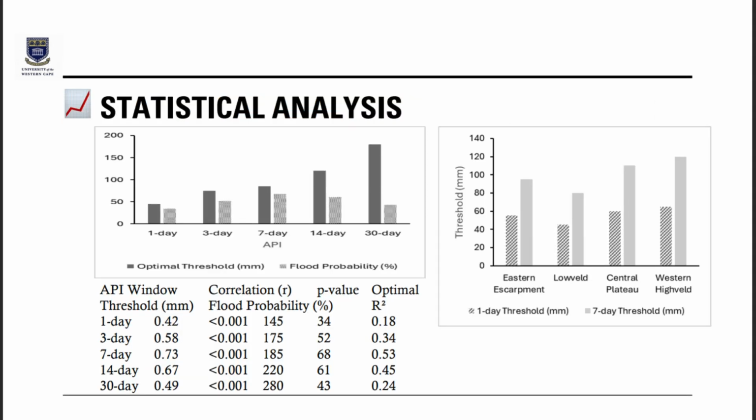And then the same thing was done for the rainfall and flood relationship. The statistical analysis was done in RStudio, where we determined the optimal threshold and the flood probability. And then I used the summary to get the correlation and the p-values.